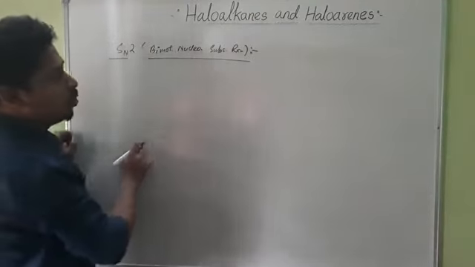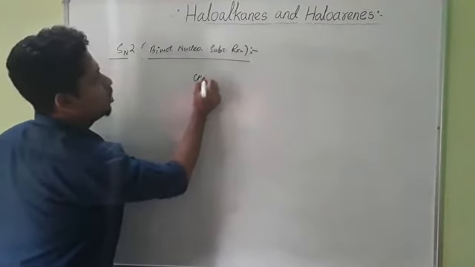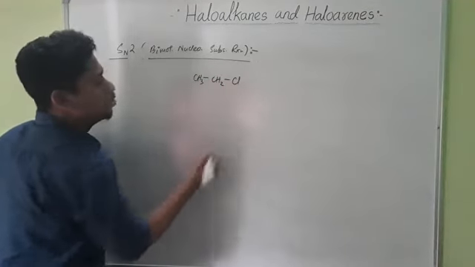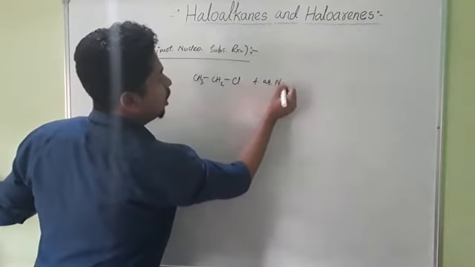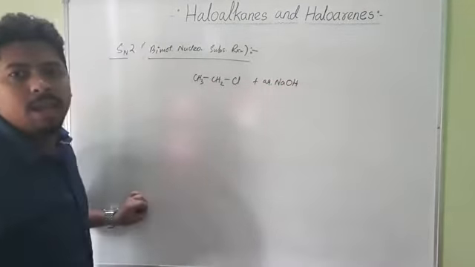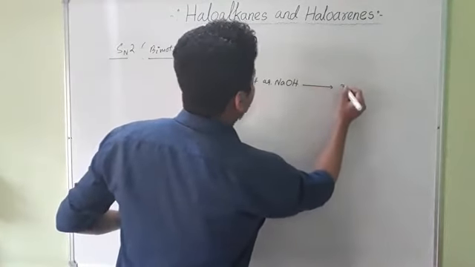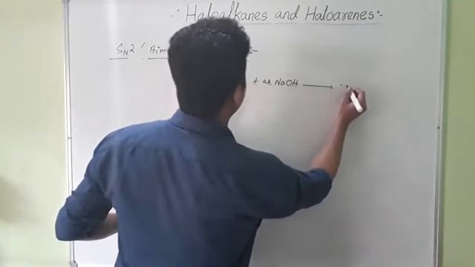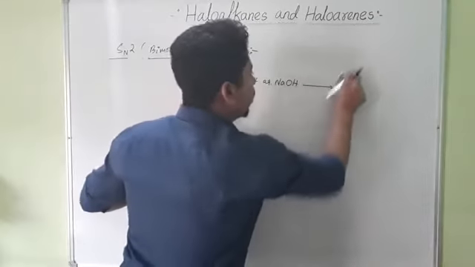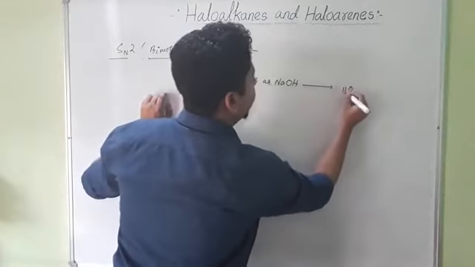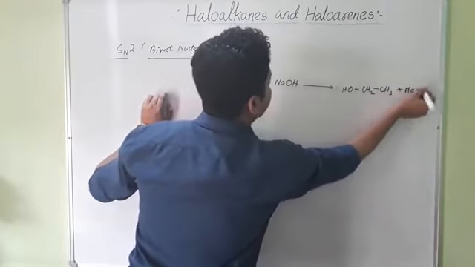In this reaction, take a primary alkyl halide, suppose CH3 bond CH2 bond Cl. This is ethyl chloride or chloroethane. When this is treated with aqueous NaOH or aqueous KOH, it will form the corresponding alcohol. So what will be the product? You will get OH bond CH2 bond CH3 plus NaCl.